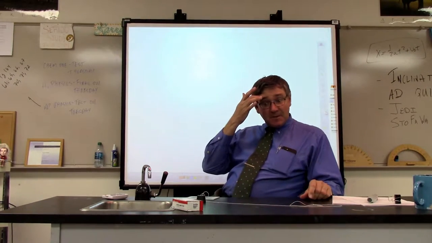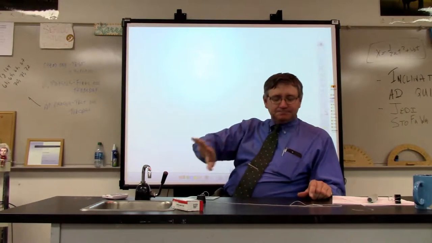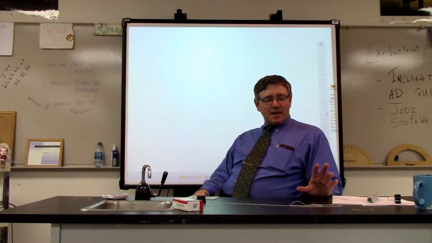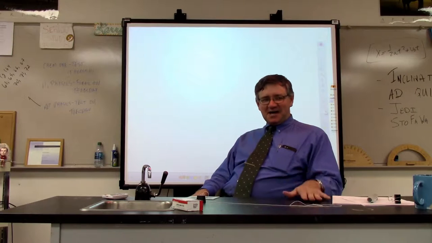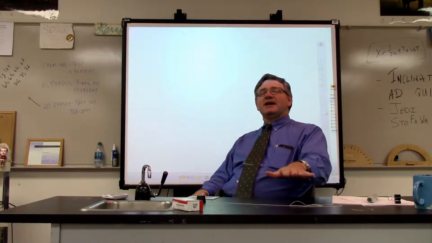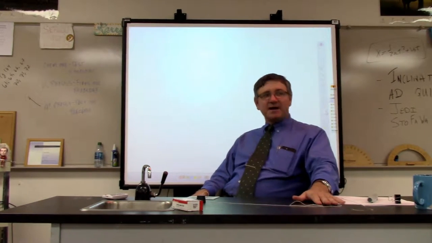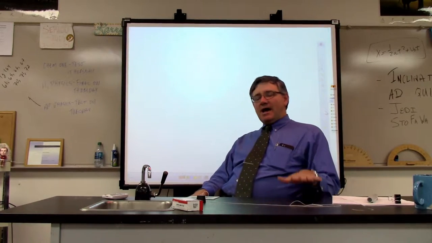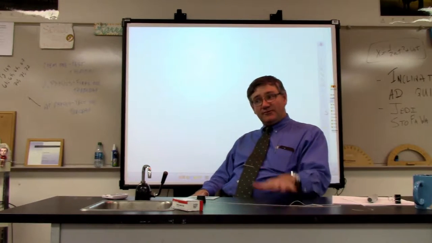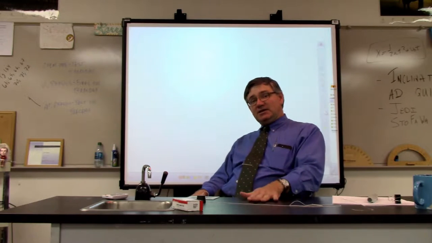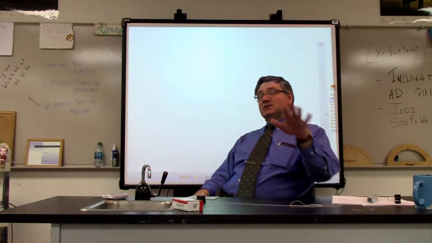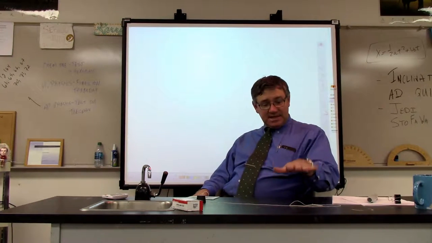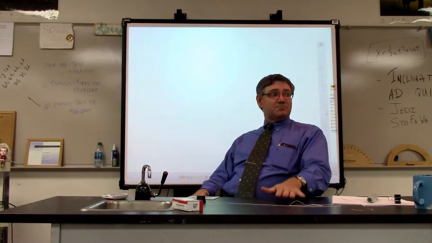Okay, so let's talk circular motion. So let's kind of back up a little bit. Velocity is a vector quantity, which means it has both magnitude and direction. Now, everything that we've talked about so far has been dealing with changing the magnitude of the velocity vector.